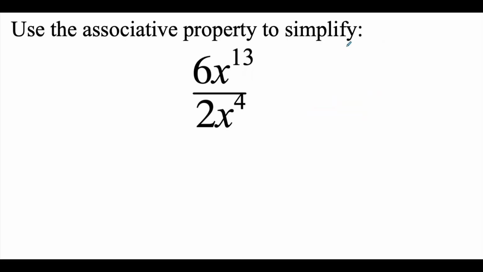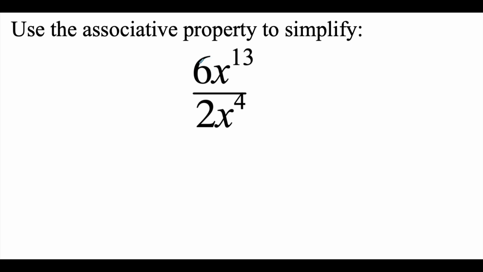Now this example starts to get a little trickier. I've added some extra things in here, and this says that we're going to use the associative property to simplify this down. So what the associative property says is that we're allowed to make groups out of things, and usually it's helpful to group things that are similar.